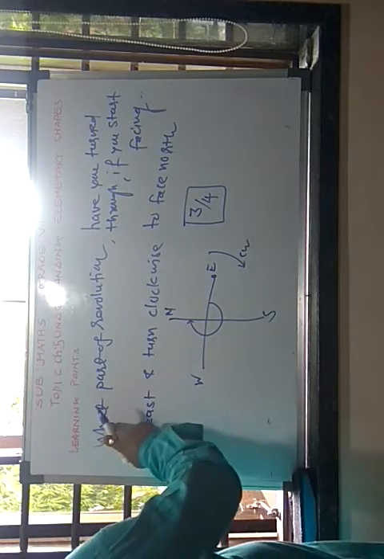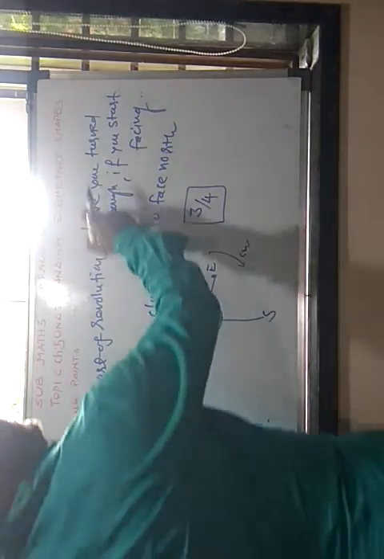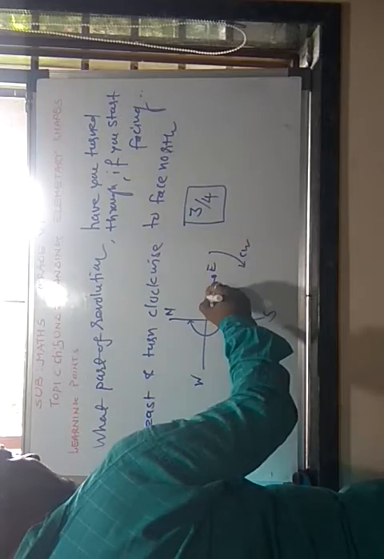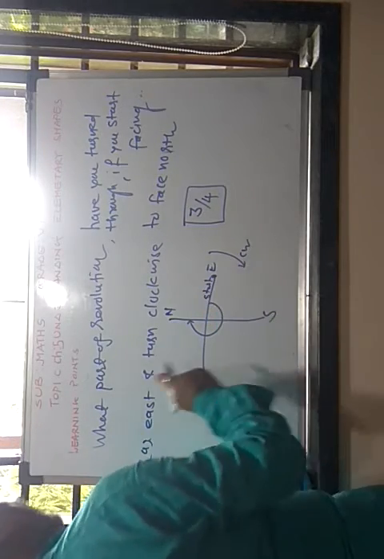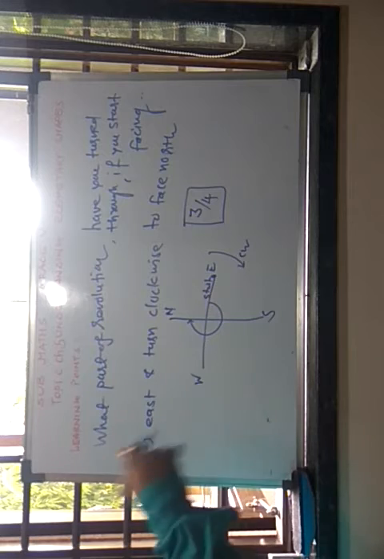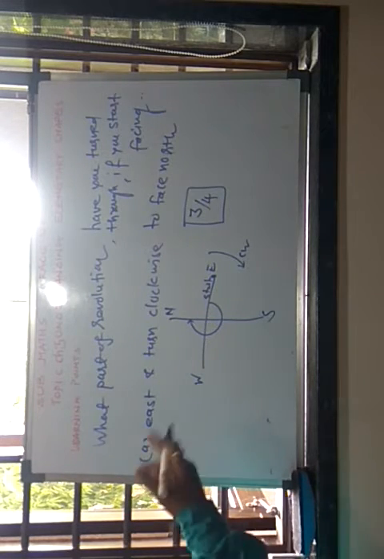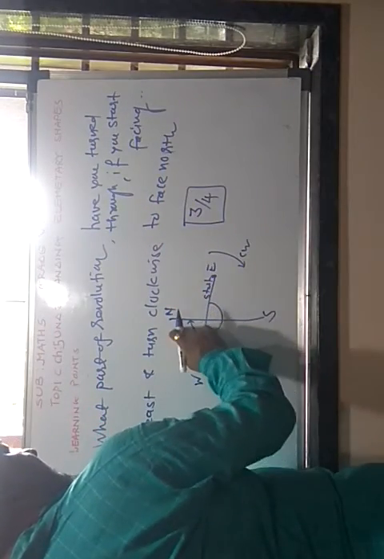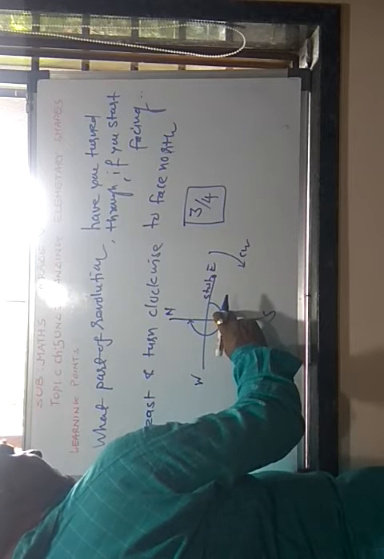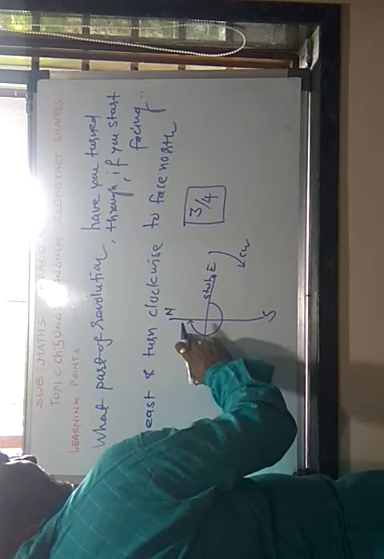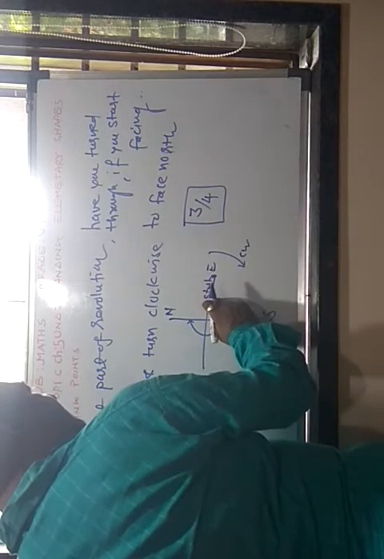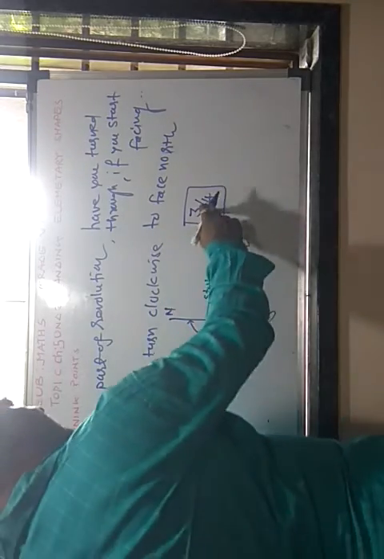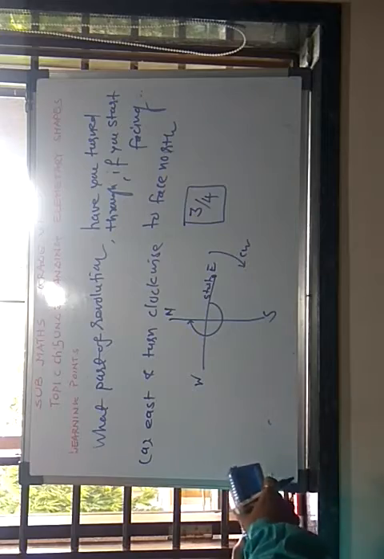Next, what part of revolution have you turned through if you start facing east? Means start from here. You have to find out the part of revolution, whether half, 3/4, 1/4 like this. Start from east, turn clockwise to face north. From here to here, half, 1/4, this is half and this is another 1/4, means 3/4. Here 1, 2, 3, three right angles covered clockwise. So 3/4 like that. Okay. Next sum.